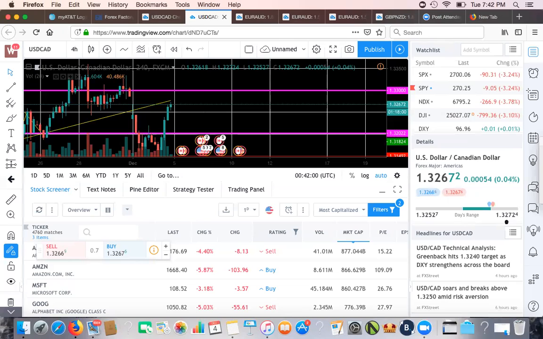Learning that when you see a wick, that's a big rejection side. That's a big rejection area, which means price is gonna keep on rejecting that area. Then it's just gonna drop.